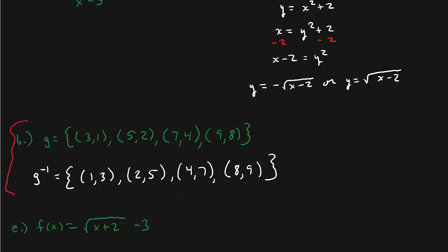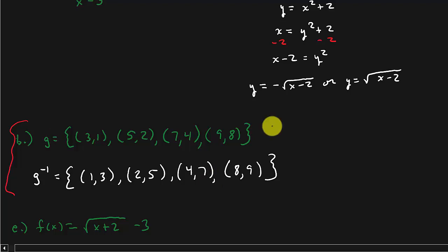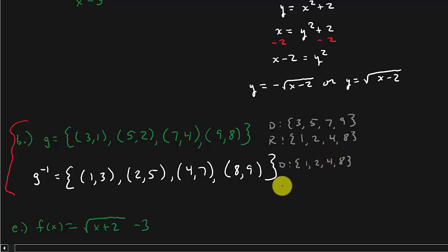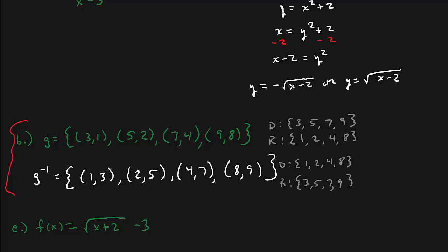So let's look at this. Let's just look at the function. Notice the domain of this function is 3, 5, 7, 9. And the range is 1, 2, 4, 8. That's for g. Remember the domain, that's the x values. The range is the y values. Now, look at the domain and range of the inverse function. So the domain is 1, 2, 4, 8. The range is 3, 5, 7, 9. Okay, so that's the domain and range of each.